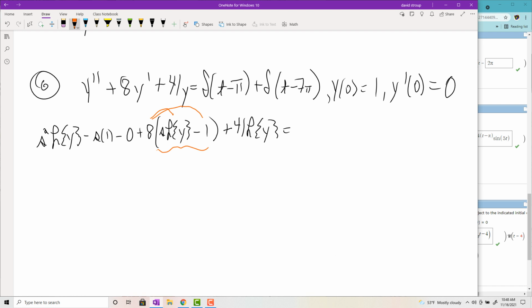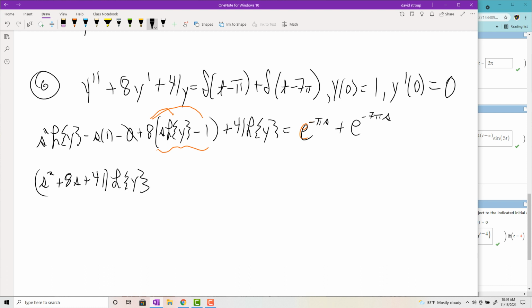But anyways, that was it. On the other side, then, you have e to the negative pi s, and then plus e to the negative 7 pi s. Okay. Doing a bit of factoring, then we'll have s squared plus 8s plus 41 times Laplace of y. Okay. And then there's these other things.